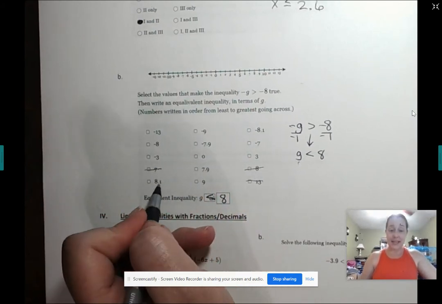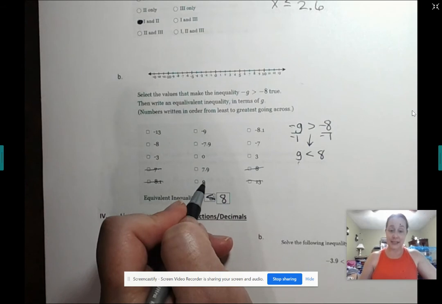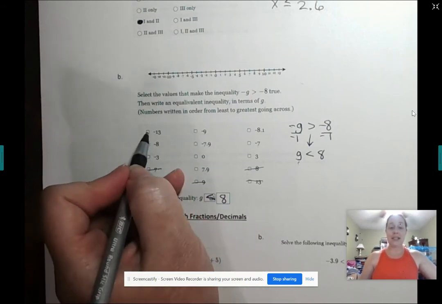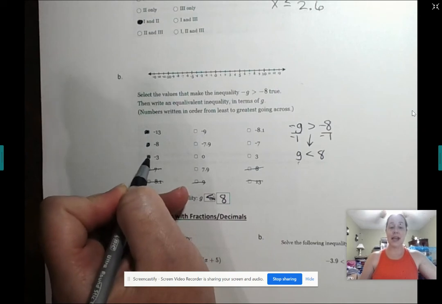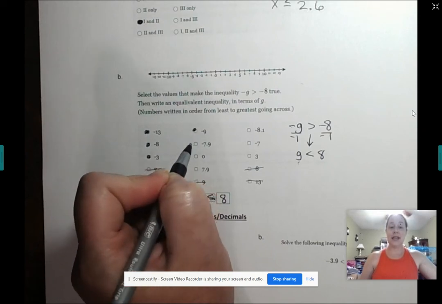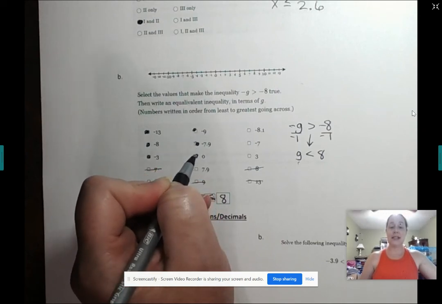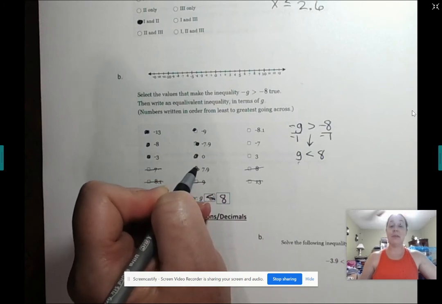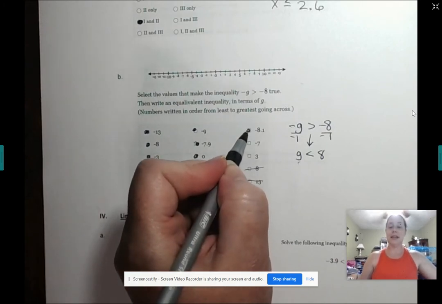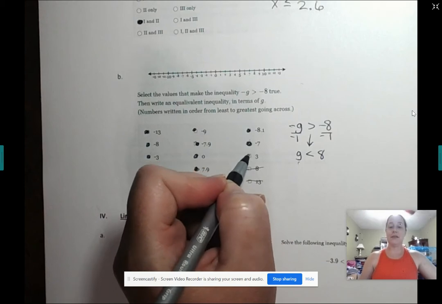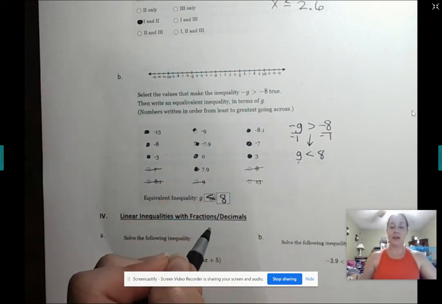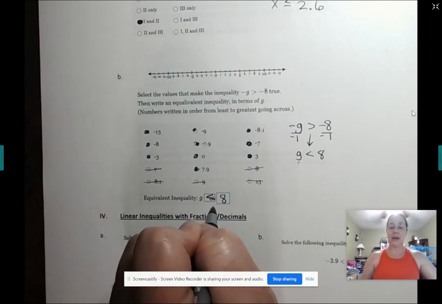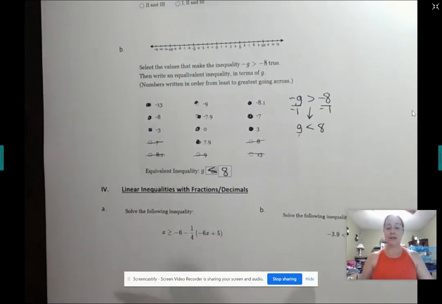9 is bigger than 8, 8.1 is bigger than 8. But this is less than 8. This is less than 8. This is barely less than 8, but it is. This is definitely, anything negative is less than a positive. And even this positive number is smaller than 8. So I'm going to select all of those, and I'm going to make sure I have my inequality written here, and I'm done.